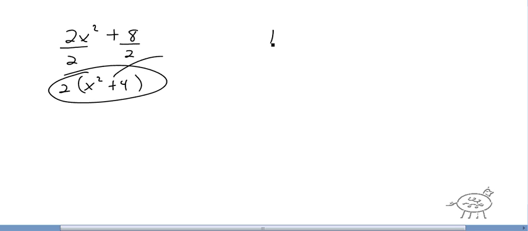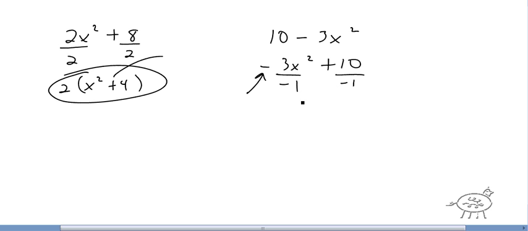Let's do 10 minus 3x squared. Well, put it in descending order. Negative 3x squared plus 10. Okay, what can I pull out of here? Well, there's no number, there's no variable, but I can take a negative out. So I'll do that. Factor out negative 1. So negative parenthesis, and that becomes 3x squared minus 10.